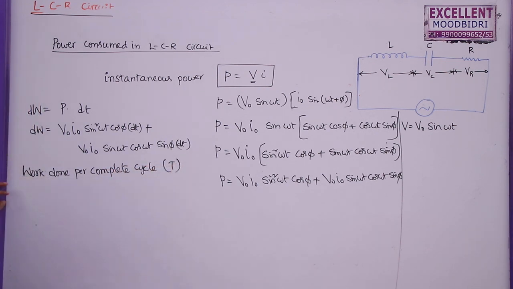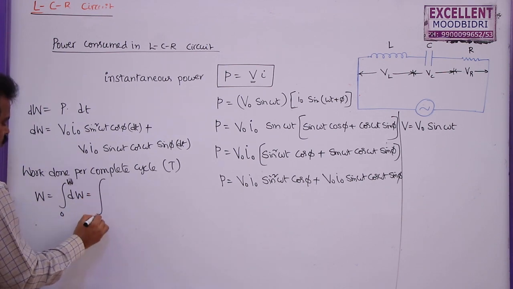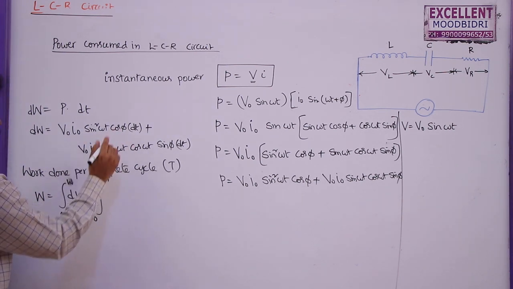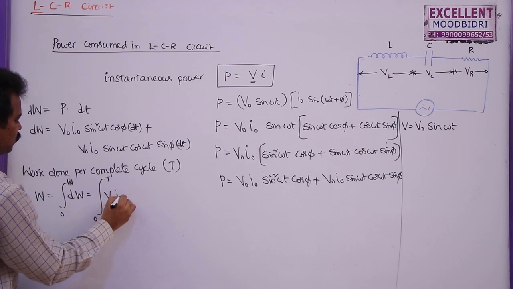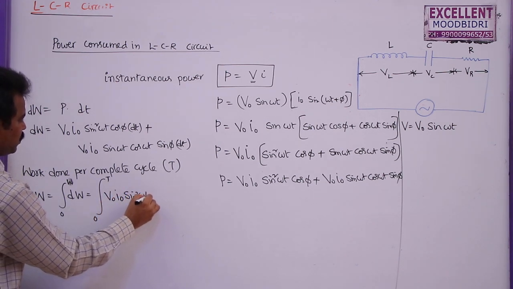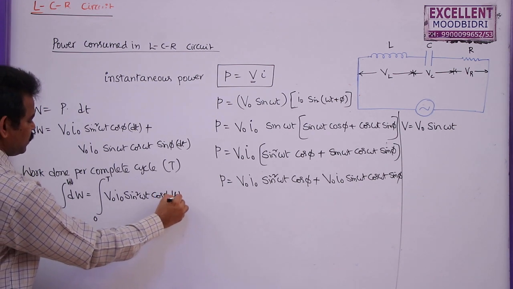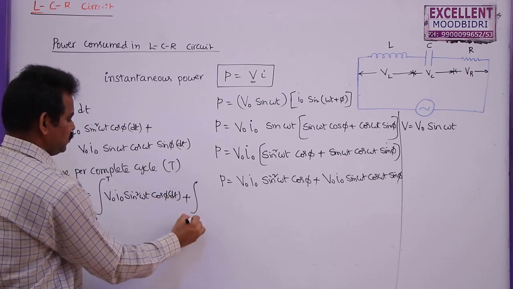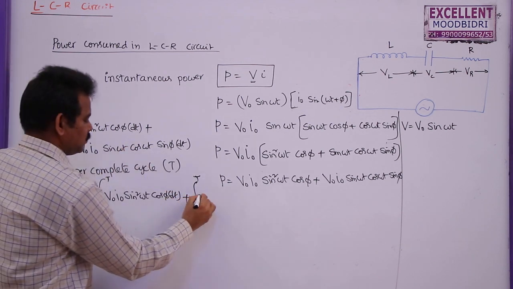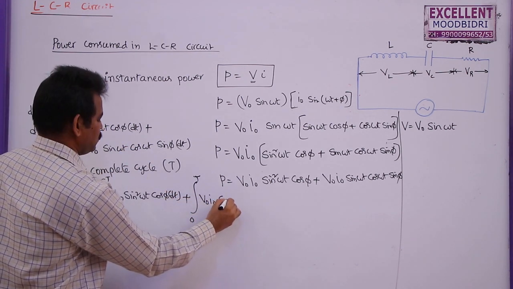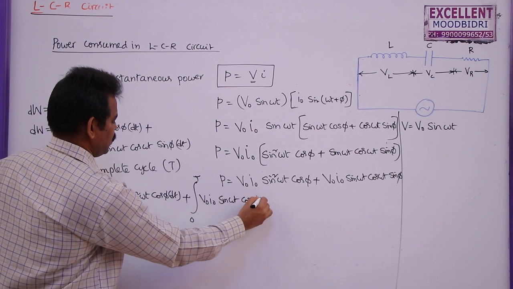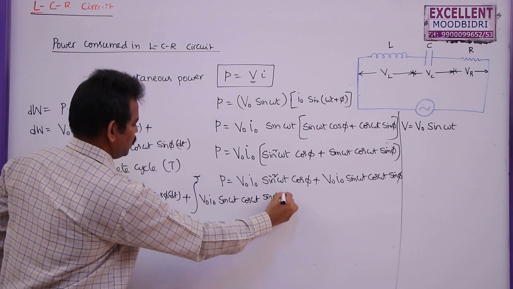Complete cycle means time period is T, from 0 to T. Now the total work done is going to be W equal to the integral of dW from 0 to T, which is equal to the integral from 0 to T of V0 I0 sin square omega t cos phi dt, plus the second term, the integral from 0 to T of V0 I0 sin omega t cos omega t sin phi dt.